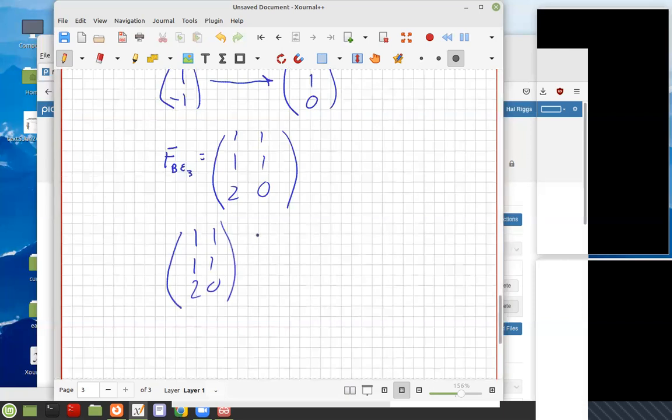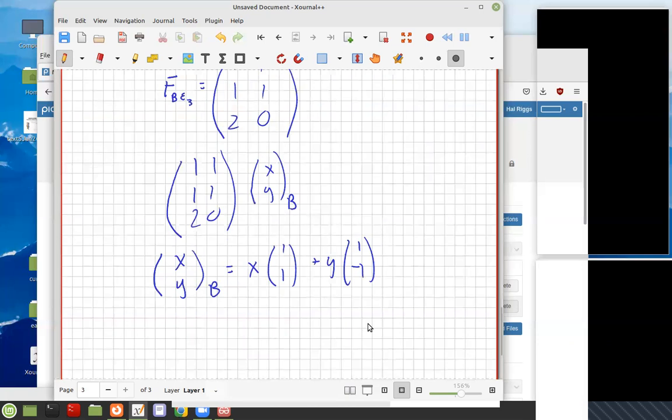But the thing is, if I put a vector here, x, y, it has to be in basis B. So let's say that I want to know what x, y is in basis B. Well, that's equal to x times the first basis vector plus y times the second basis vector. So if I choose some values here, that's not the same as doing it in the standard basis.